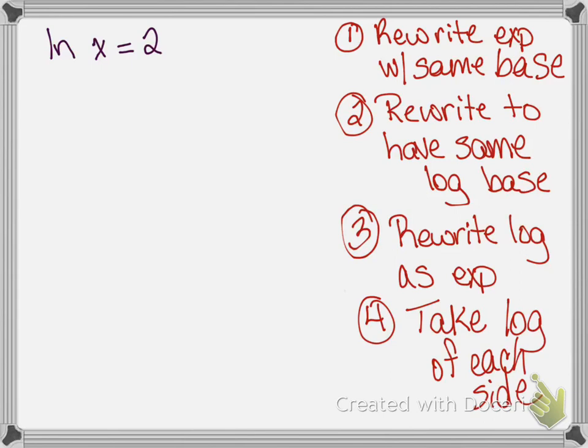This one, the natural log of x equals 2. I've only got a natural log on one side. I don't have it on both sides. What is the base of a natural log? E. Okay, so if I rewrite this as an exponent, I have e to what power? Second power, and it's equal to x. Okay? Use e on your calculator and raise it to the second power.